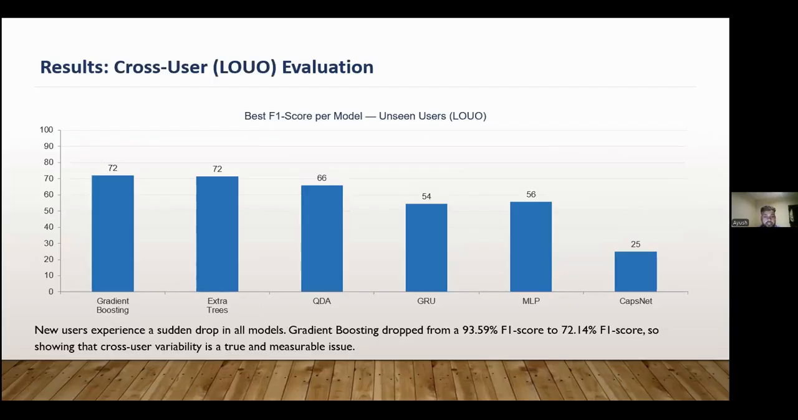So these are the results of the cross-user leave-one-user-out evaluation. When tested on completely new users, every model's performance dropped a lot. Gradient boosting fell from about 93 to 72%, as you can see. This shows that people are genuinely different and building a system that works for everyone is much harder than it looks.